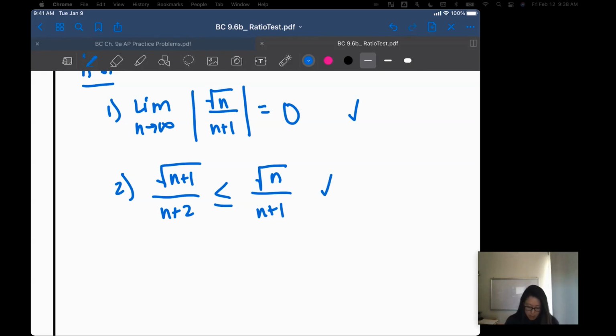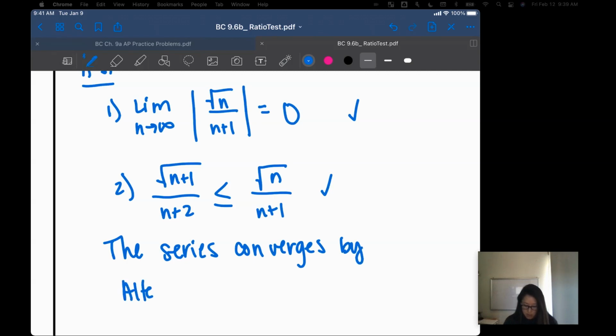So here we met both conditions for the alternating series test. So the series converges by the alternating series test. Done.